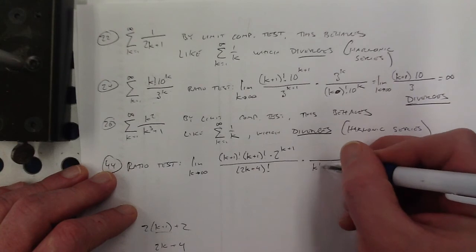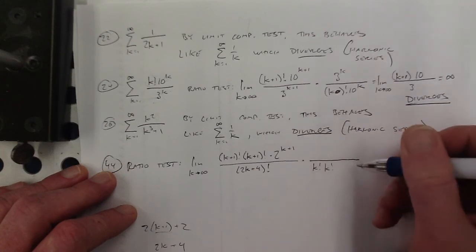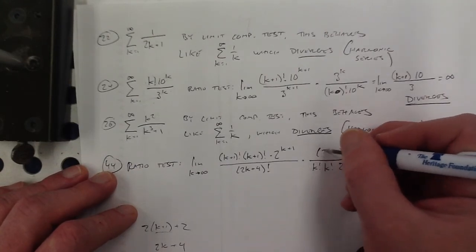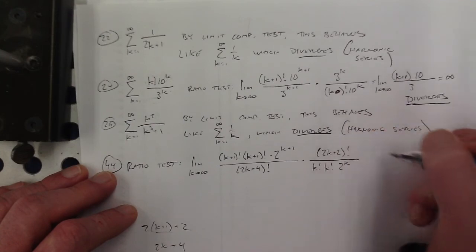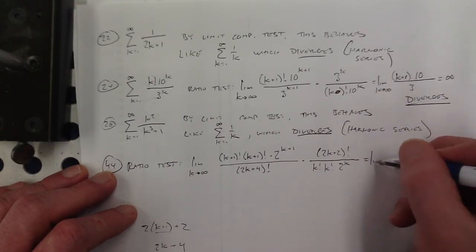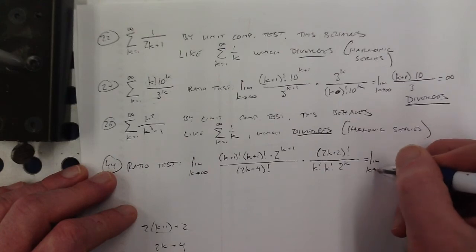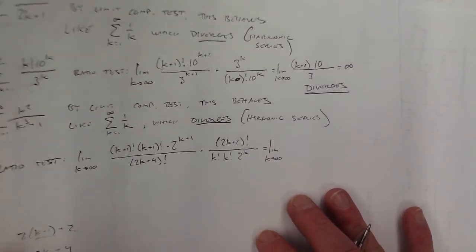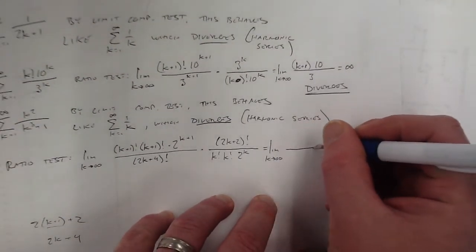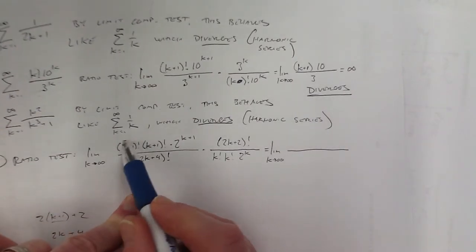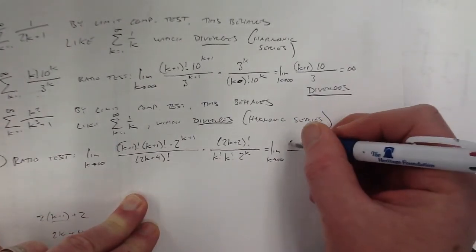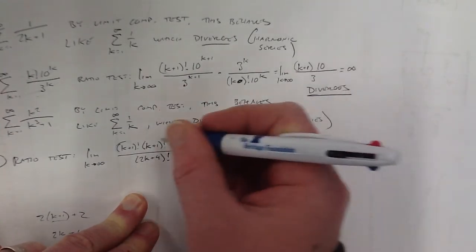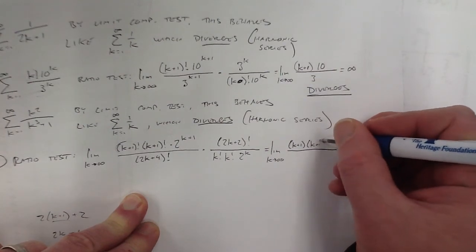So there's my k factorials. I wrote them out separate instead of writing squared. 2k plus 2 factorial. Okay. Let's see if we can carefully cancel some things out. So what happens when you have a k plus 1 factorial over a k factorial? Well, everything cancels out except for that last k plus 1. So I get k plus 1 and then the same again, k plus 1.